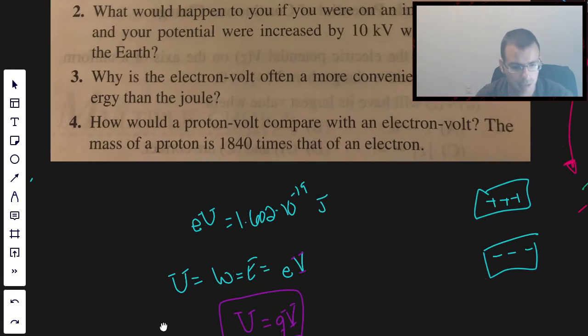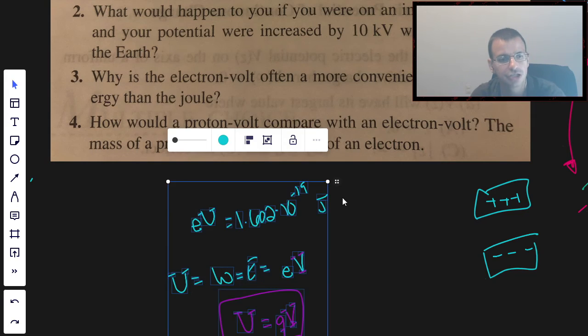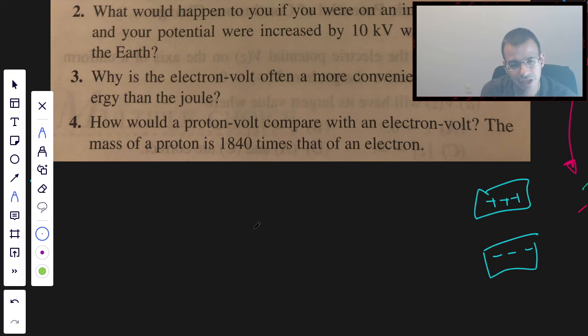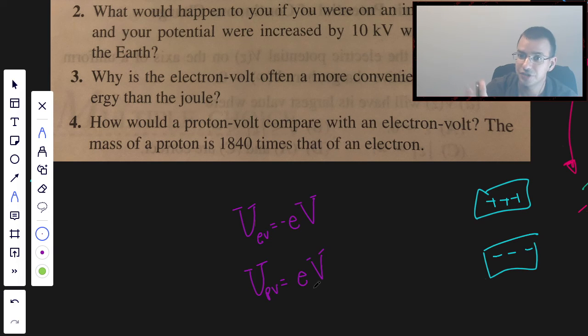A proton has a mass about 2,000 times that of an electron. So the only difference between an electron volt and a proton volt is that the energy of an electron volt would be negative e times V, negative e just being the charge of an electron. The energy of a proton volt would just be positive e times, where e is the elementary charge, times whatever voltage difference you have.